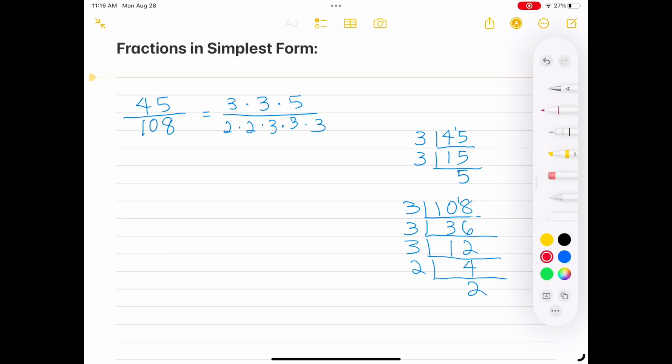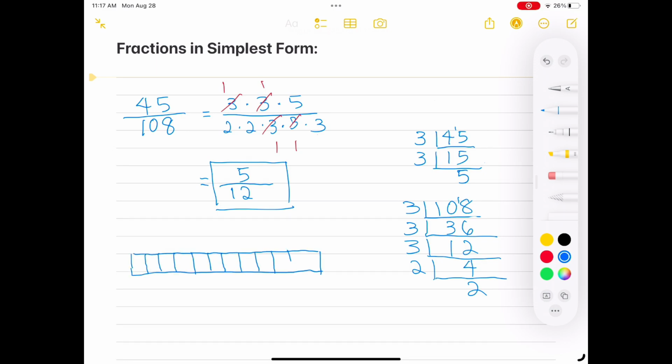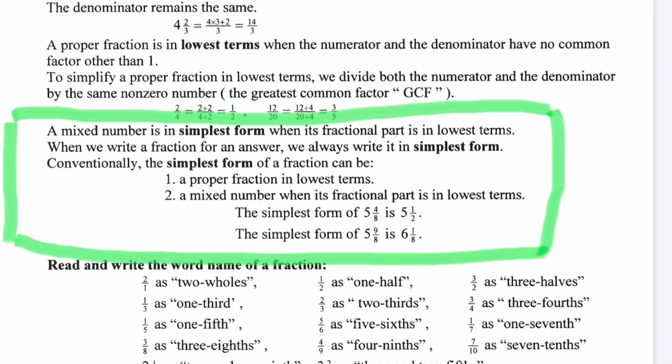Now we cancel like terms between the numerator and the denominator. So the two 3s in the numerator cancel with two 3s in the denominator. What remains is 5 in the numerator and 2 times 2 times 3, which is 12 in the denominator. So 45/108 simplifies to 5/12. And you can see how much easier it is to envision 5/12 compared to 45/108.